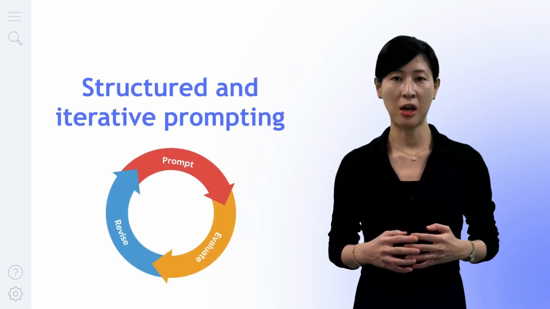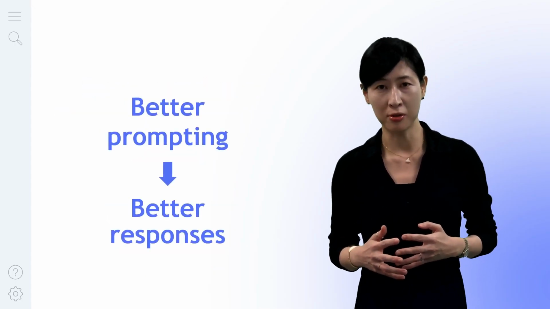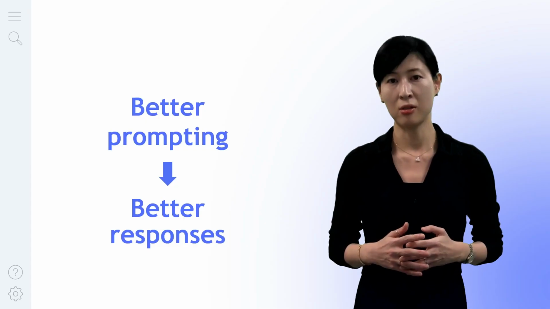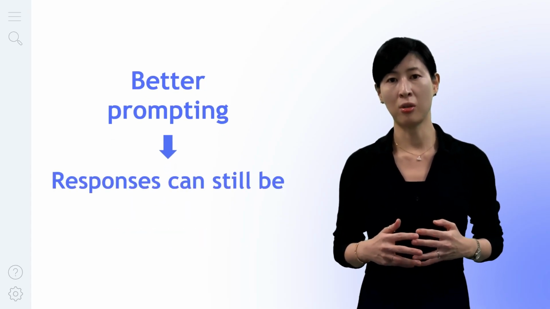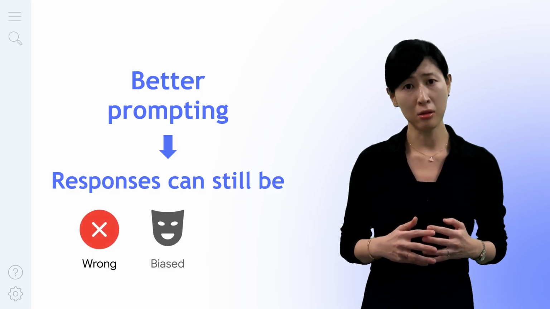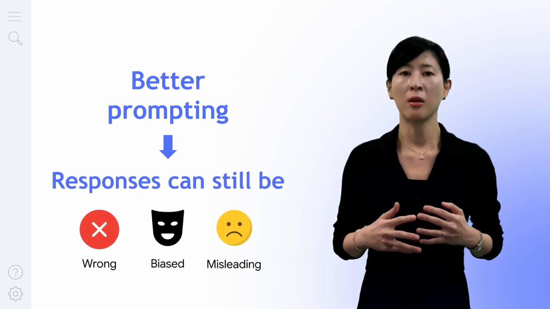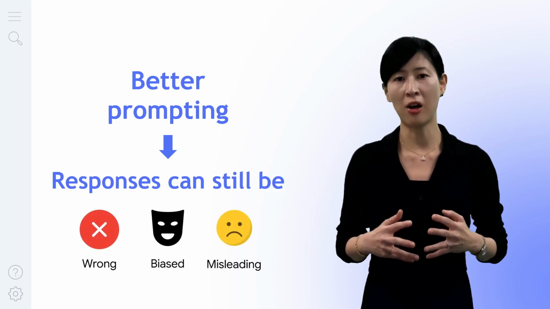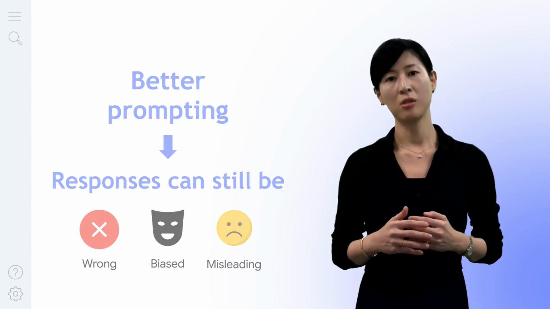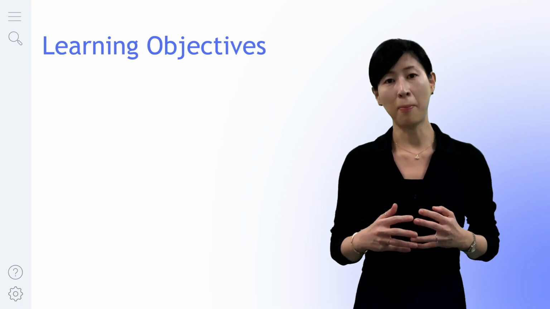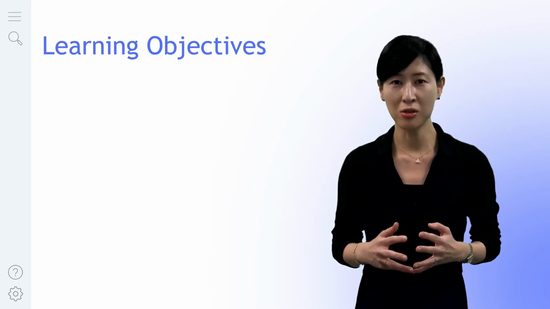In a previous unit, you learned how to communicate clearly with the LLM through structure and iterative prompting. Better prompting will get you better responses, but better prompting is not enough. Even a well-crafted prompt can produce an answer that is wrong, biased, or misleading, and it may say so in fluent, confident language that makes the problem hard to notice.